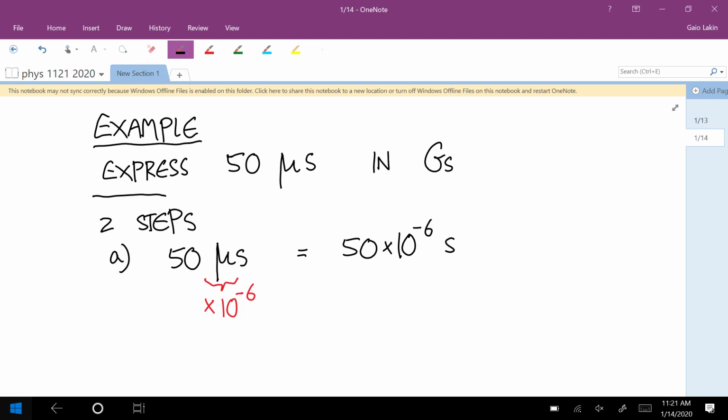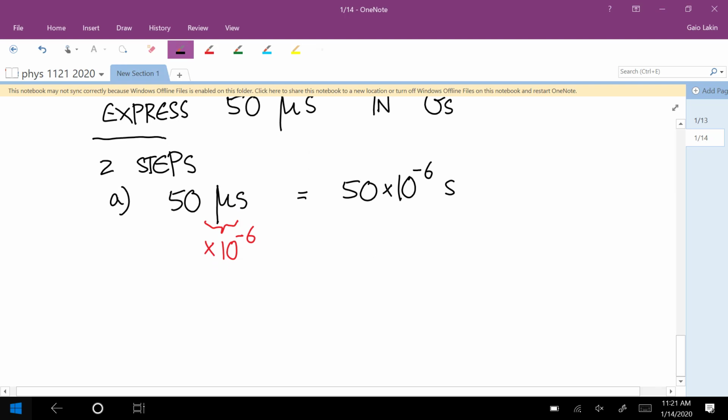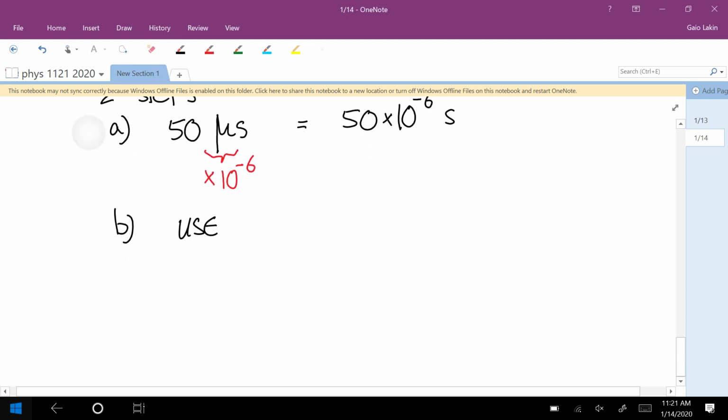So getting rid of the prefix is easy. And now we have to add a new prefix. So the second step is we're going to use the fact that 1 gigasecond is equal to 1 times 10 to the 9th seconds, right? Because that's what giga means. Any questions?